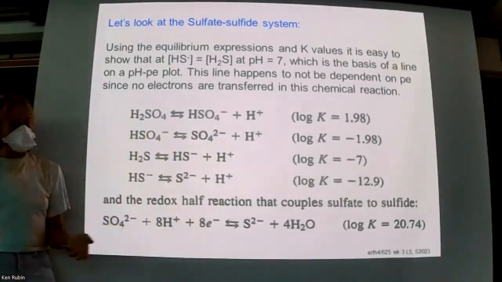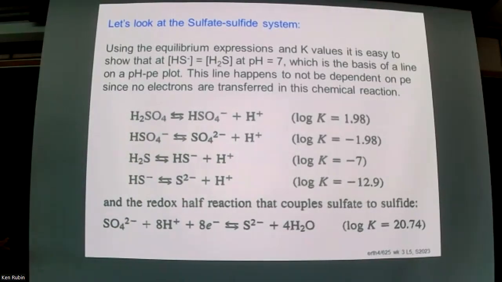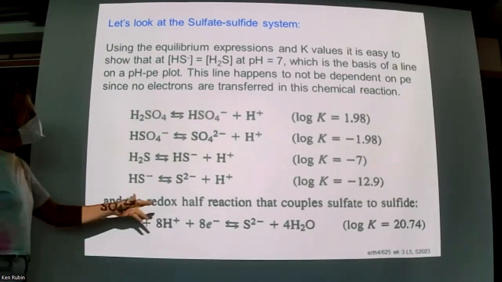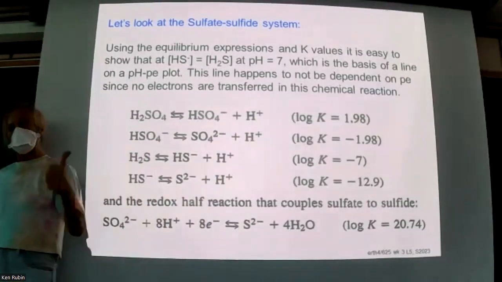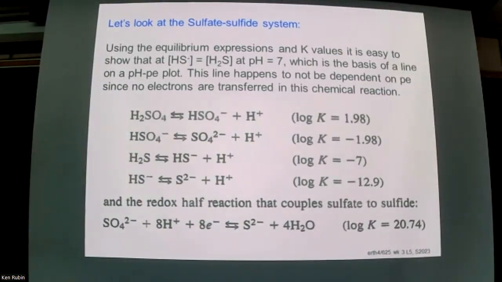But the important thing to note is that on the standard PE-pH diagram, things with log K's that are positive won't even show up because they're going to be in negative pH space.